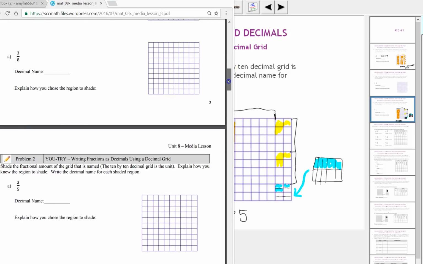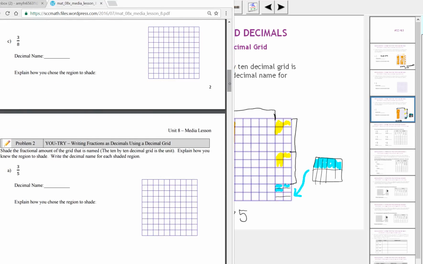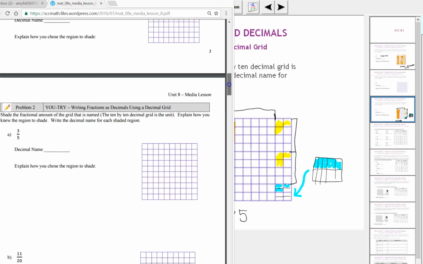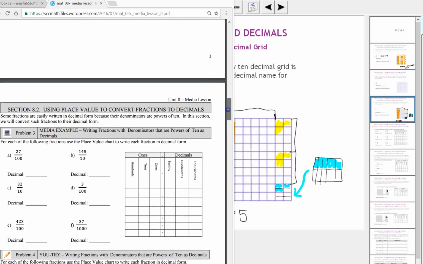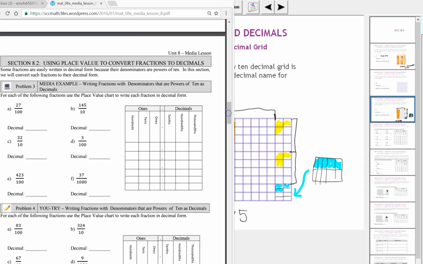Okay. And again, as always, this is not the most efficient way to rewrite a fraction as a decimal, but this is giving them an idea, a visualization, a connection to the decimal grid for fractions that do not have a denominator of 10. And in the next video, we'll look at 8.2.